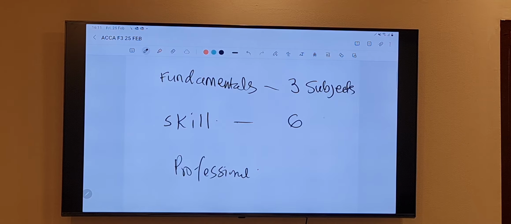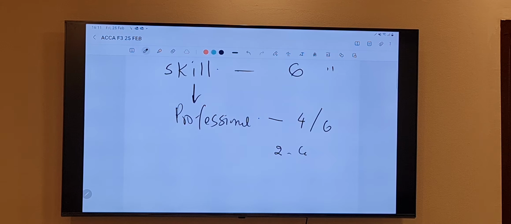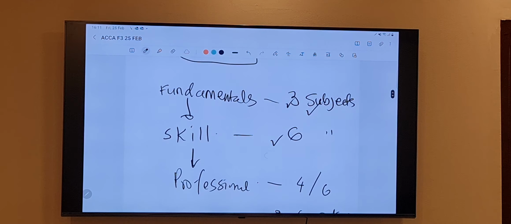Skill level, we have 6 subjects. Next level, you go like this. You finish these 3 subjects, then you go to skill level. Then you finish these 6 subjects, then you go here. You have to do 4 subjects out of 6. Meaning, 2 subjects compulsory, 2 subjects out of 4 optional. Meaning, you have 4 subjects, you choose 2. So if you calculate 2 plus 2, 4, plus 6, 10, plus 3, 13. Total 13 subjects.